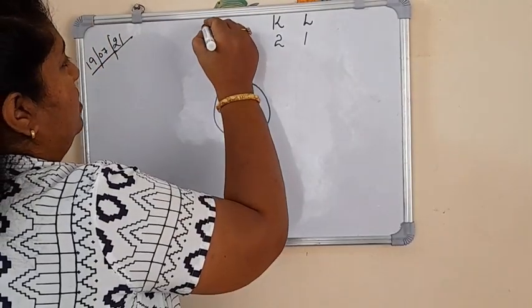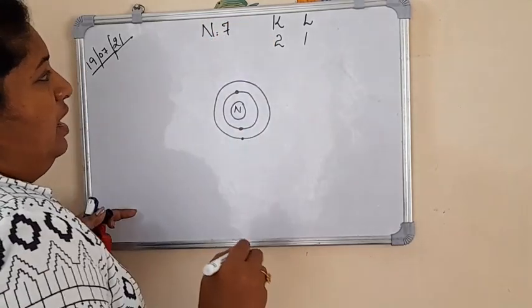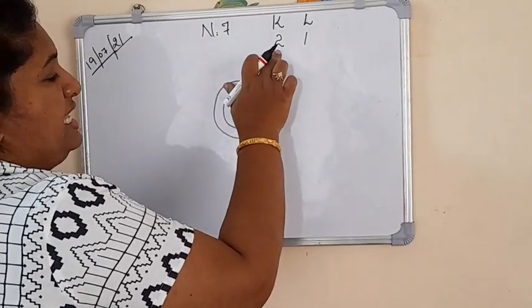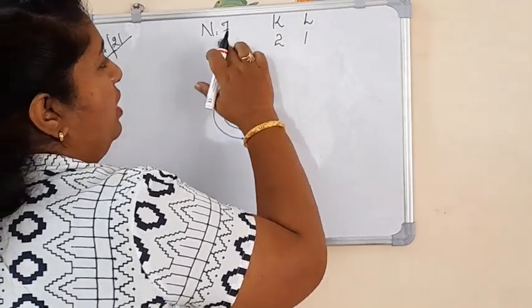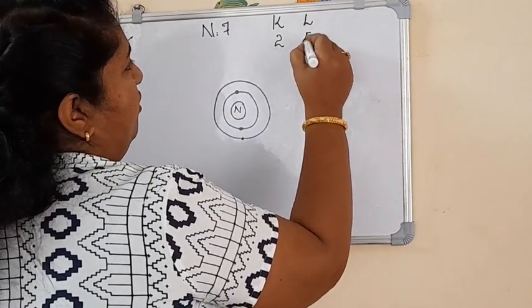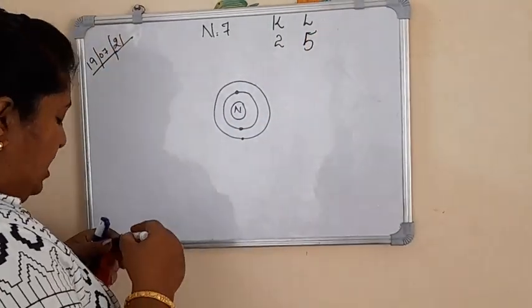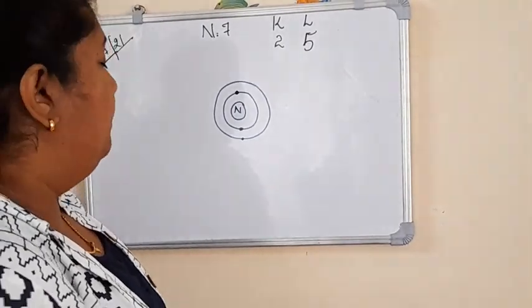What about nitrogen? Atomic number 7, isn't it? Here the maximum number of electrons in the K shell is 2. And what about the L shell? 7 minus 2, we have 5, isn't it? 5 electrons. Now we are going to draw the Bohr atom model.